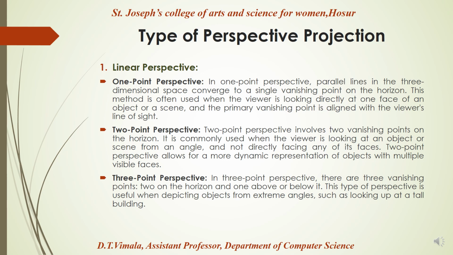Three-point perspective. In three-point perspective, there are three vanishing points, two on the horizon and one above or below it. This type of perspective is useful when depicting objects from extreme angles, such as looking up at a tall building.